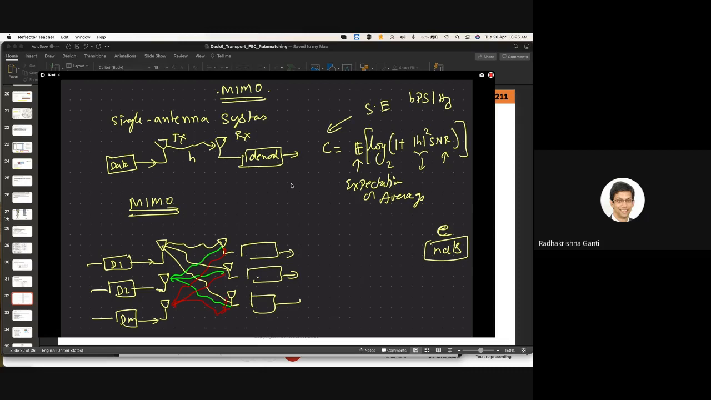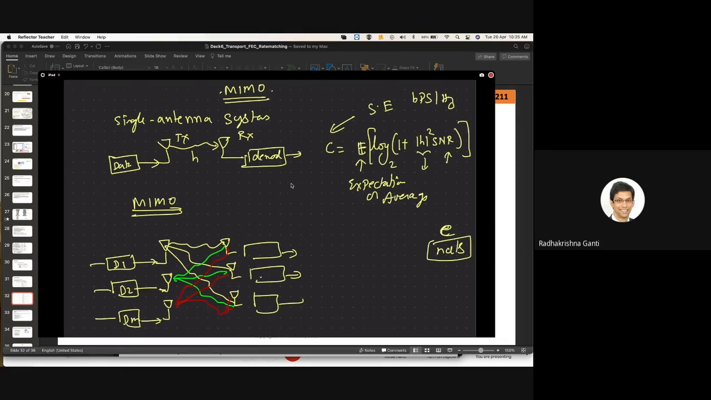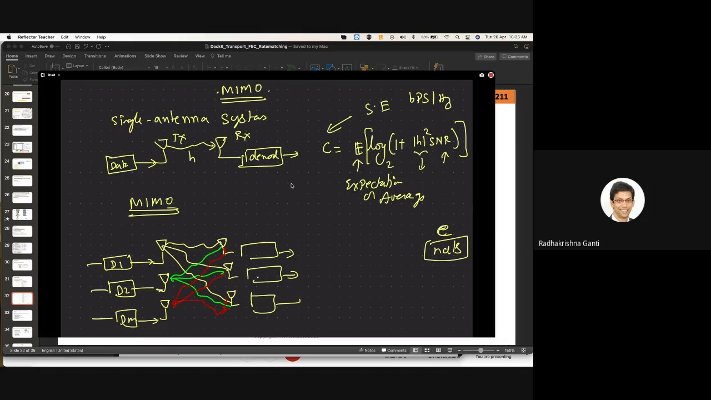At each antenna on the receiver side, what you get is a superposition of all the transmitted signals with appropriate channel gains. This can be thought of as H11, H12, H1n. Similarly, this can be thought of as H21, H22, and so on. So effectively you have a linear mixing of the data. This is your MIMO channel.